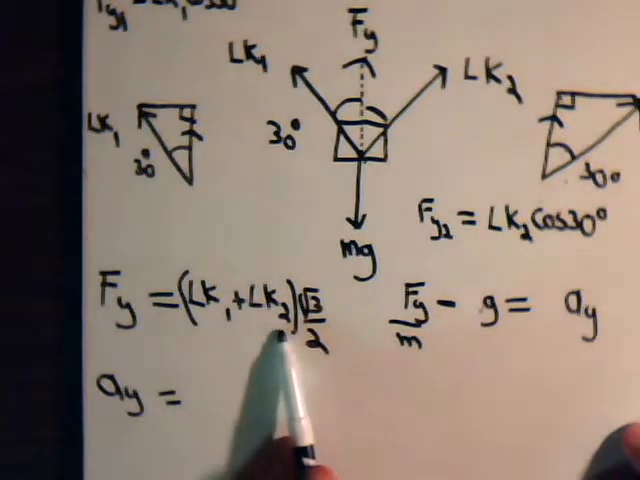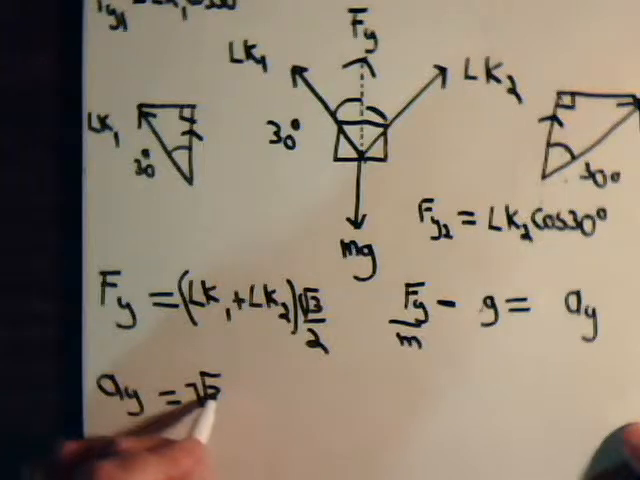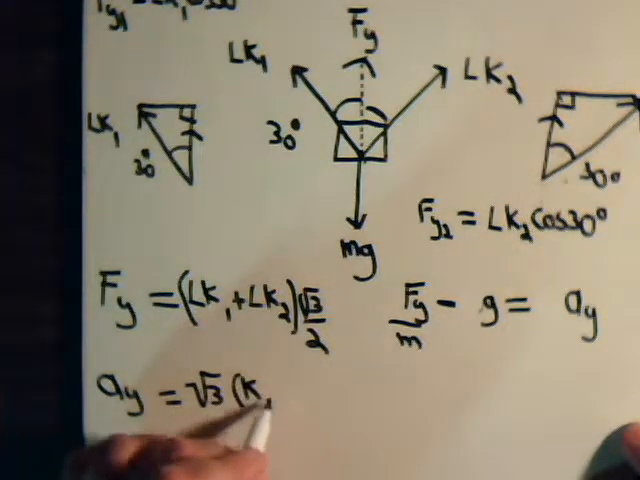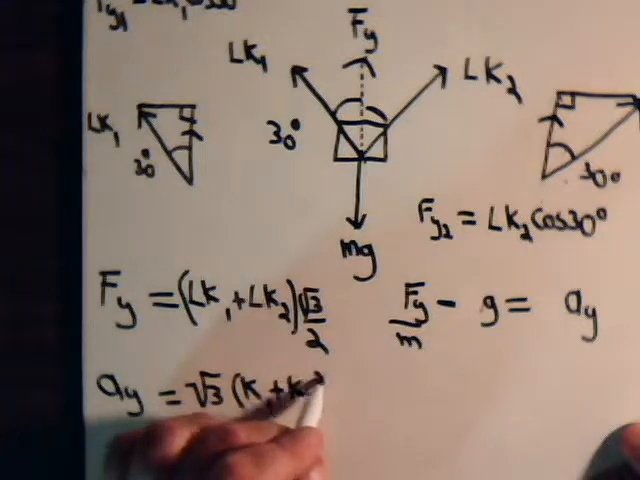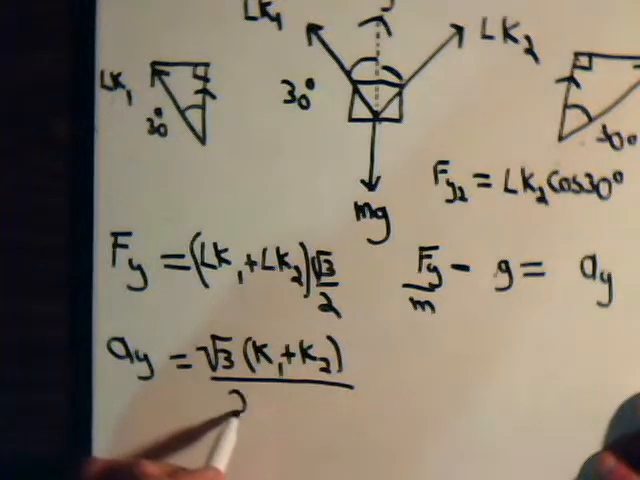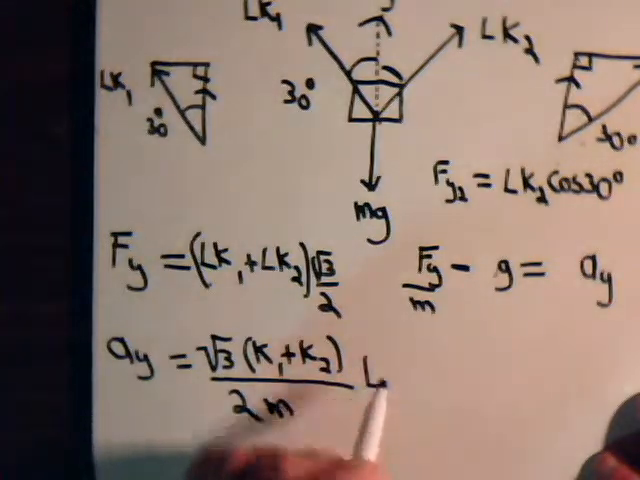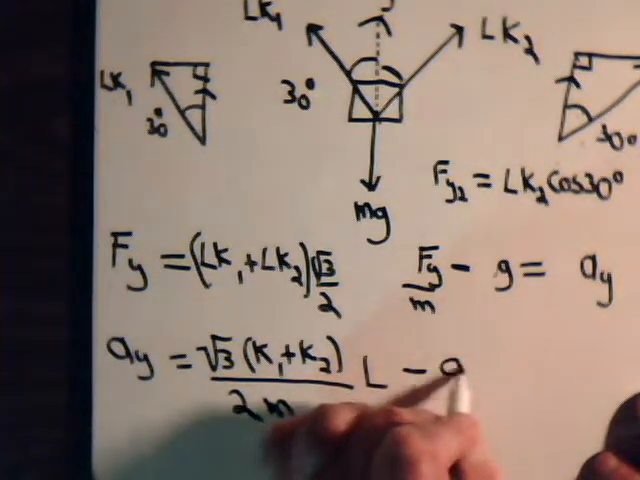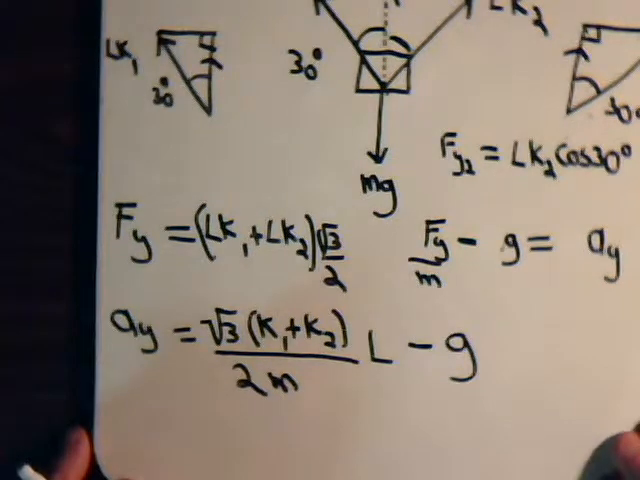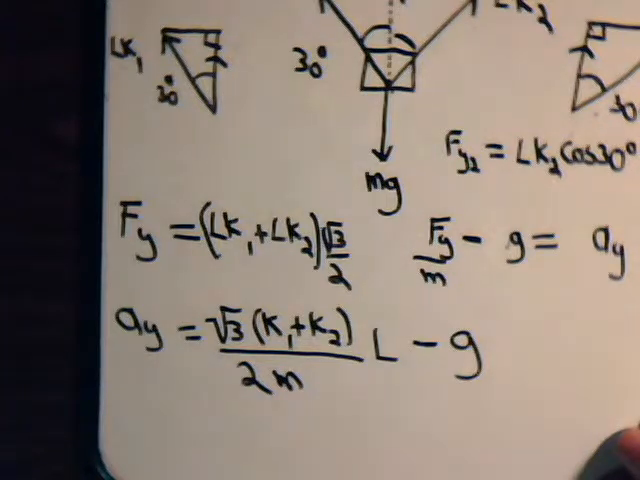So with this, we can factor out the L here, and we have a square root of 3, so we've got the square root of 3 times k1 plus k2 divided by 2. We have to divide it by m. We have this L. Then subtract g. So that is our equation then for the vertical acceleration that is acting on the object. Now, that's not the only force to consider, though.